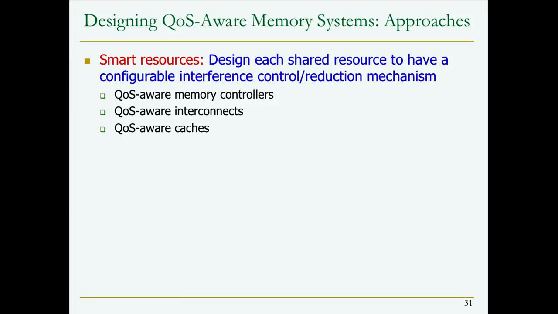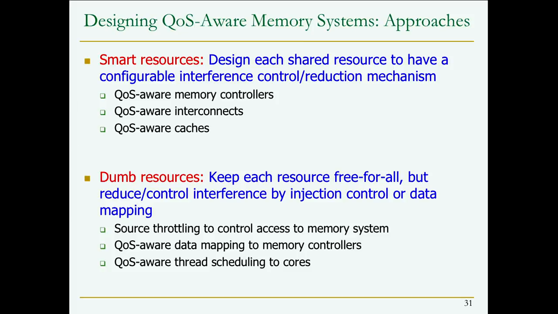Okay, so there are two approaches in building such systems. I'll cover both. The first approach is to design each of the shared resources to have an interference control or reduction mechanism, a configurable one. So we have many shared resources, I said, memory controllers, interconnects, caches, and design each of them to be intelligent, if you will, or smart, such that it understands the interference and tries to control it and reduce it. The second approach is to keep them dumb, or as dumb as possible. So clearly this one requires modifying all of the resources, right, and communicating the information of quality of service requirements to all of the resources.